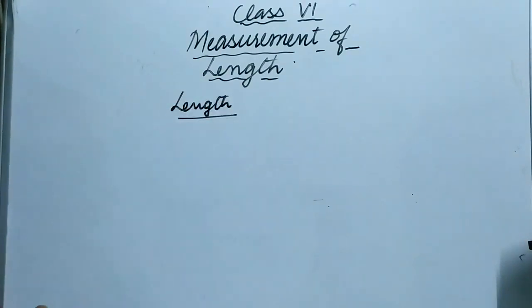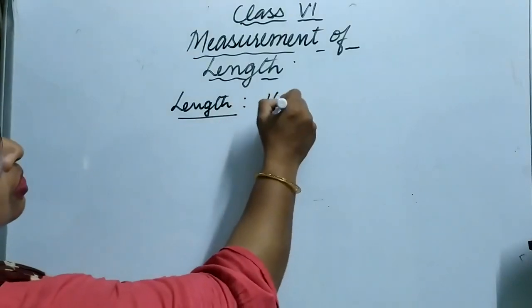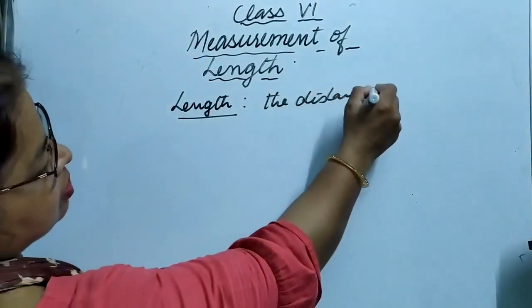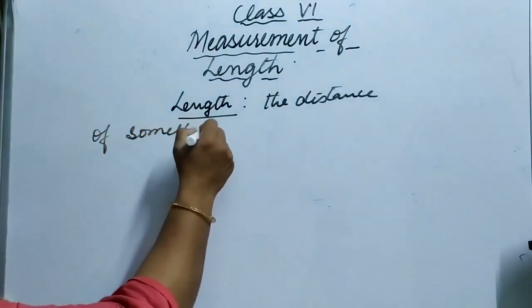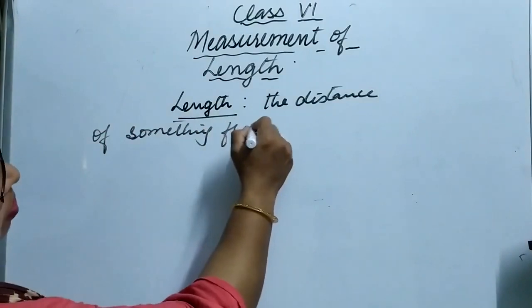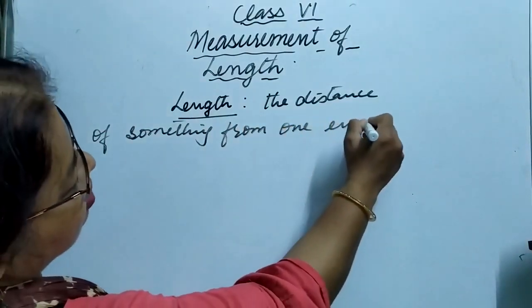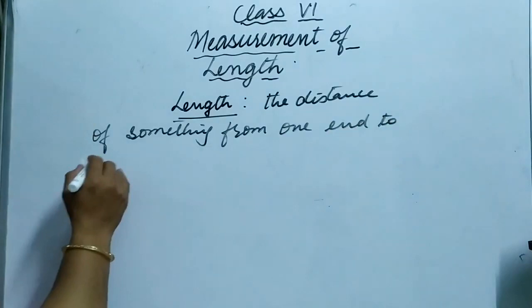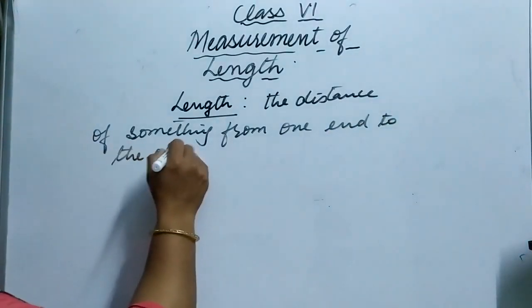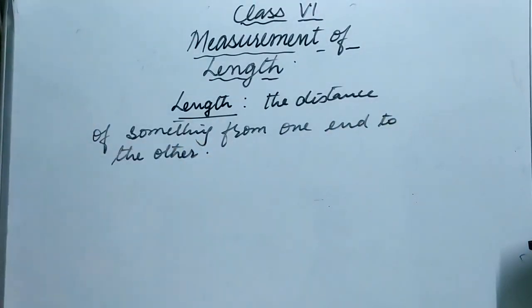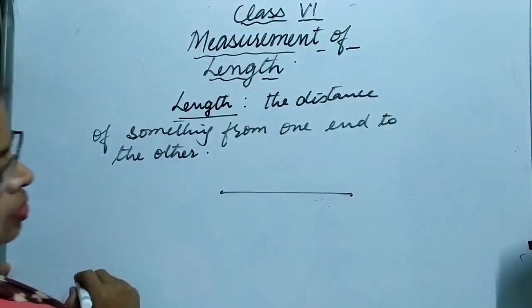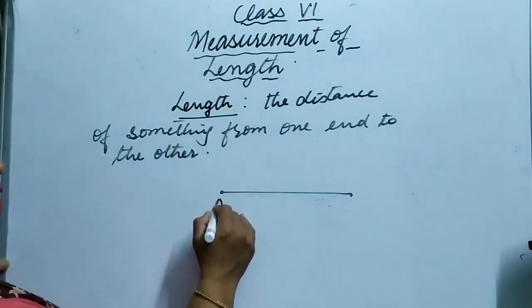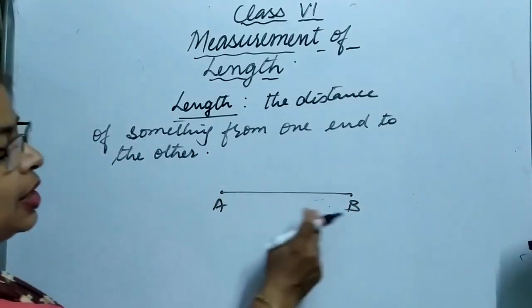How to define length? It is the distance of something from one end to the other. Okay, this is called the length. Distance from one end to another. For example, from this point to this point. The distance between this point A and B will be its length.